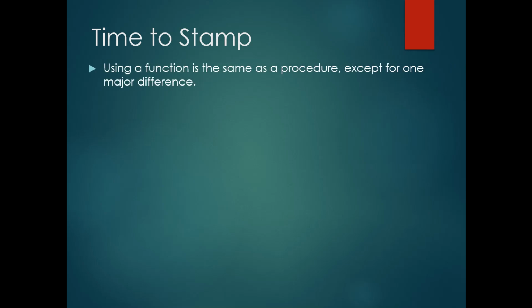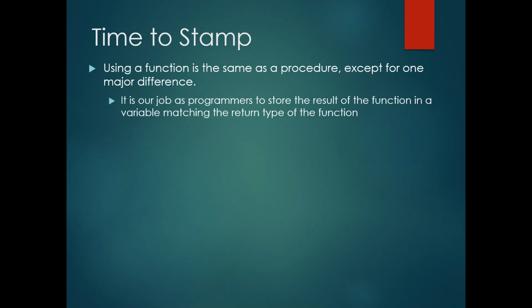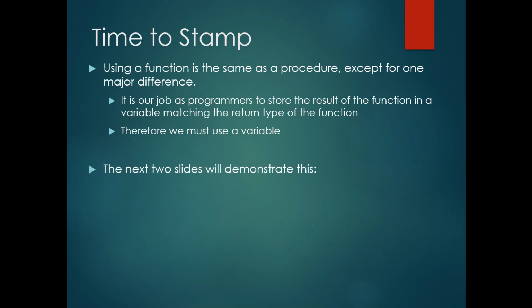So, using a function is the same as a procedure, except for one major difference. It's our job as programmers to store the result of the function in a variable matching the return type of the function. Okay? So, we need to create a variable. Makes sense. So the next two slides are going to do the exact same thing as last time.